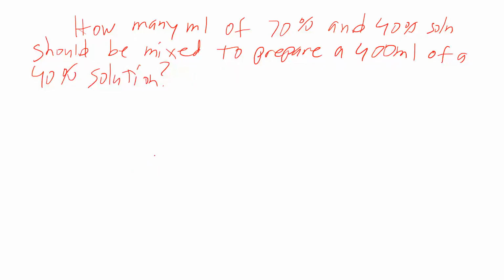So, okay. All right, so we have the bottom is 40%, the top is 70%, because the higher concentration goes on the top, lower concentration goes on the bottom. The final is to prepare a 40% solution.